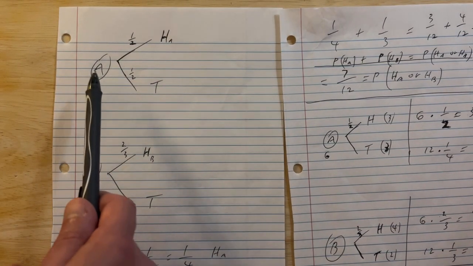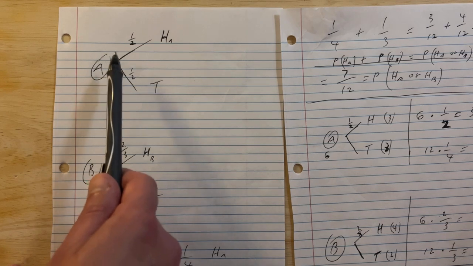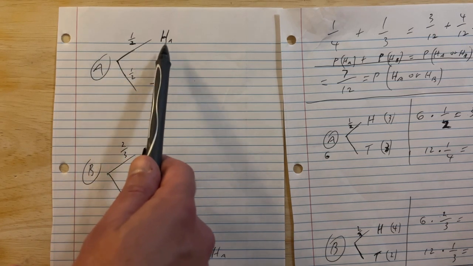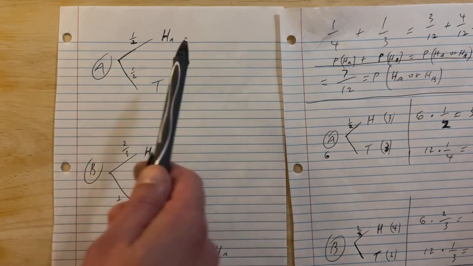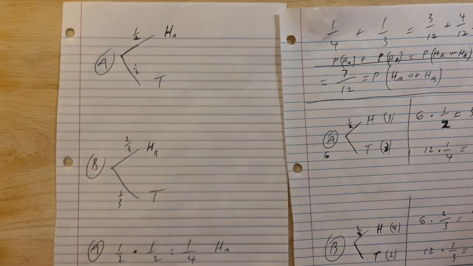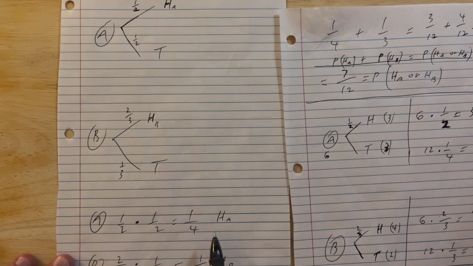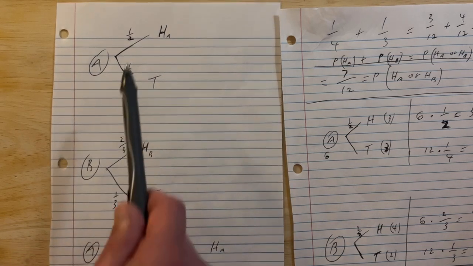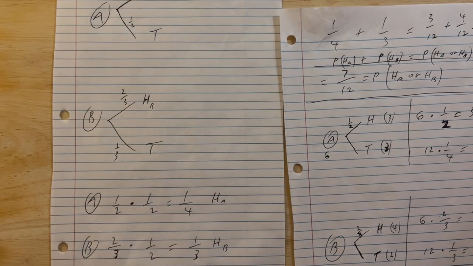Half the time we pull out coin A and then we flip it, so then half the time of that we get head A. So that's left to right. Another way to say this is head A is 1/2 of 1/2. So 1/2 of 1/2 equals 1/4. 1/4 of the time we will get head A as a result.